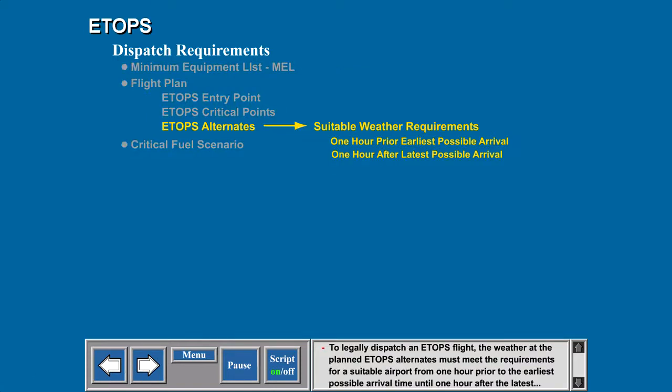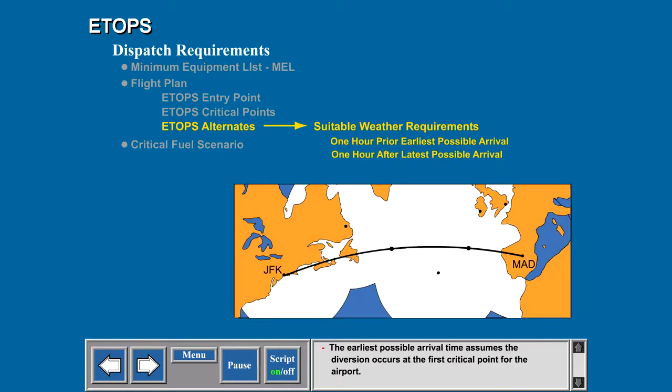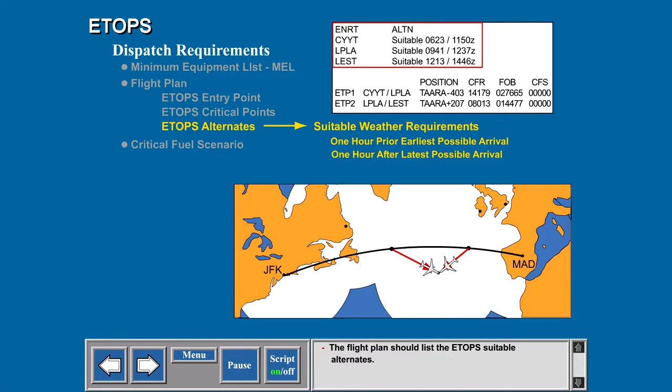To legally dispatch an ETOPS flight, the weather at the planned ETOPS alternates must meet the requirements for a suitable airport from 1 hour prior to the earliest possible arrival time until 1 hour after the latest possible arrival time. The earliest possible arrival time assumes the diversion occurs at the first critical point for the airport. The latest possible arrival time assumes diversion from the second critical point for the ETOPS alternate. The flight plan should list the ETOPS suitable alternates.